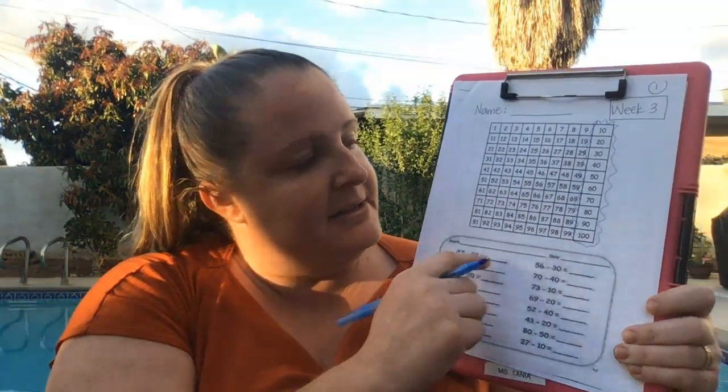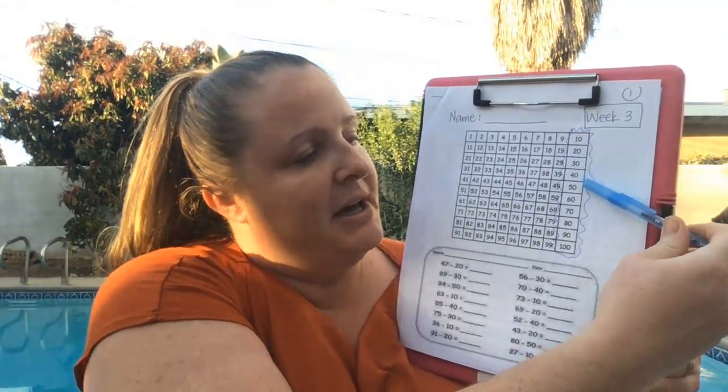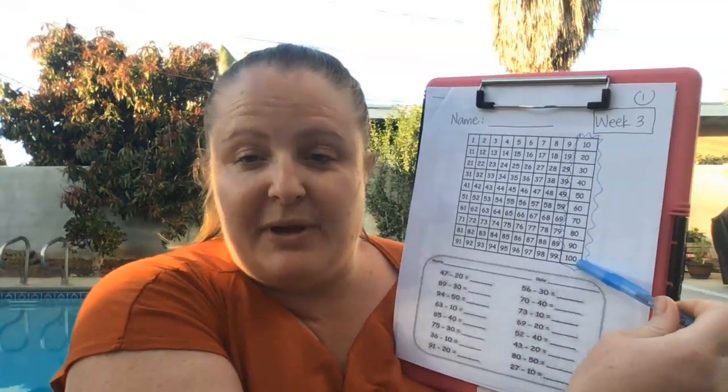But when you have this, you notice that each row is 10, and then that's plus 10 makes 20, plus 10 makes 30, plus 10 makes 40, plus 10 makes 50, plus 10 makes 60, plus 10 makes 70, plus 10 makes 80, plus 10 makes 90, and plus 10 makes 100, okay?